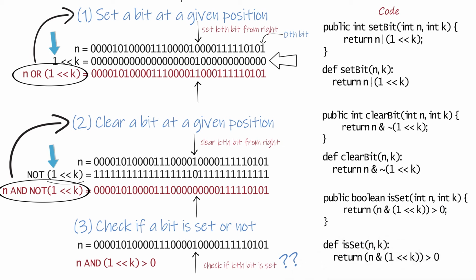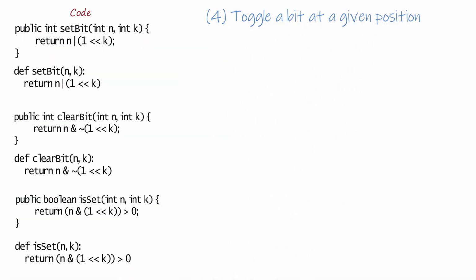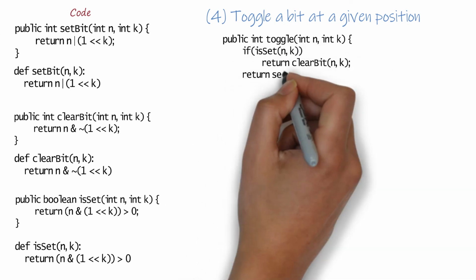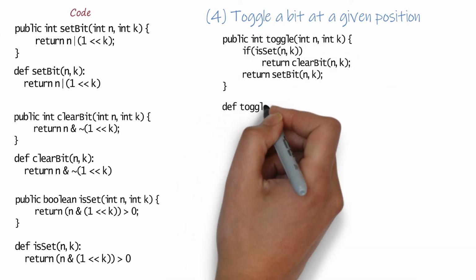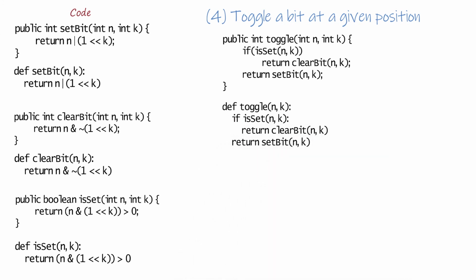Now we have three techniques at our disposal. We can combine them to implement functionality to toggle a bit at a given position. So we will directly jump to the code. Here we are just checking if a bit is already set or not. If the bit is already set, then we are clearing it, else we are setting it.